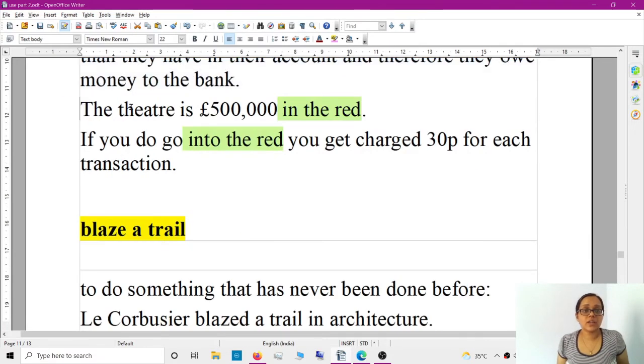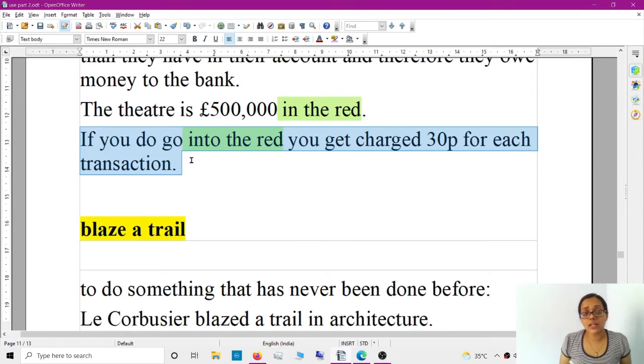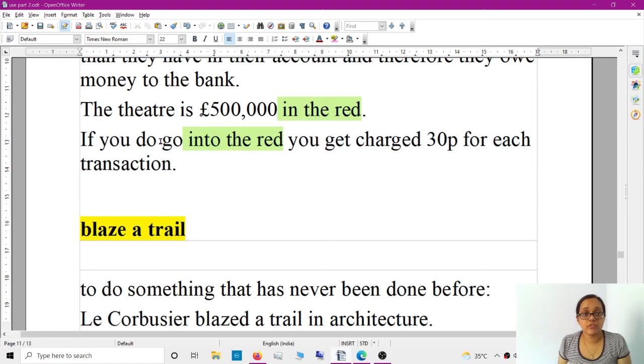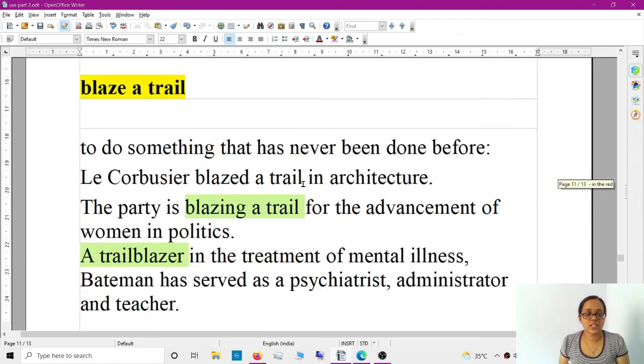So the theatre is some pounds in the red. If you do go into the red, you get charged 30 paise for each transaction.